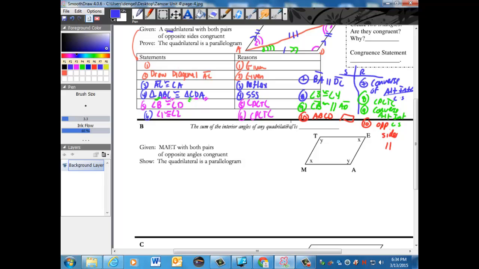So the sum of the interior angles of any quadrilateral is 360 degrees. Okay, that means when we add up all these angles, we're going to get 360.